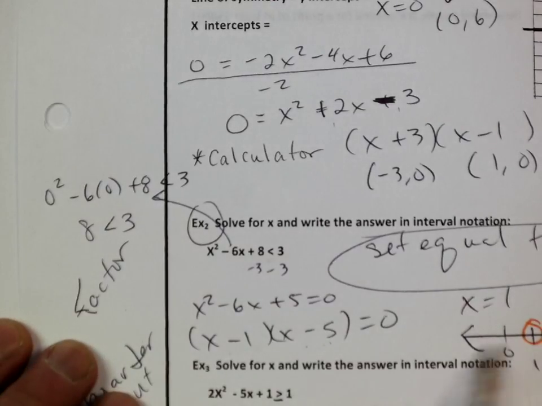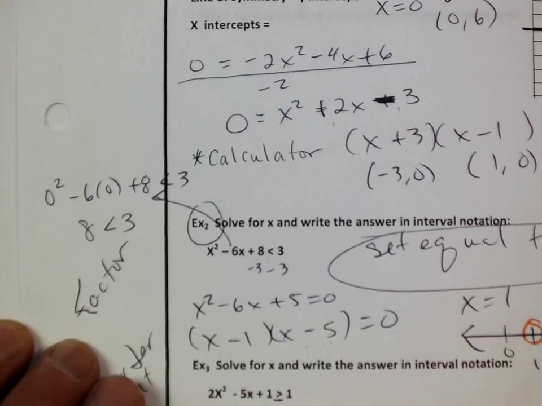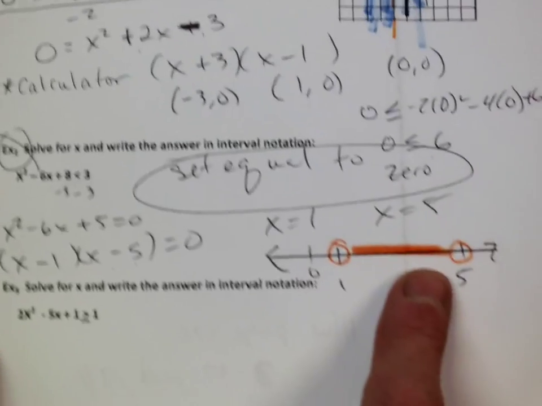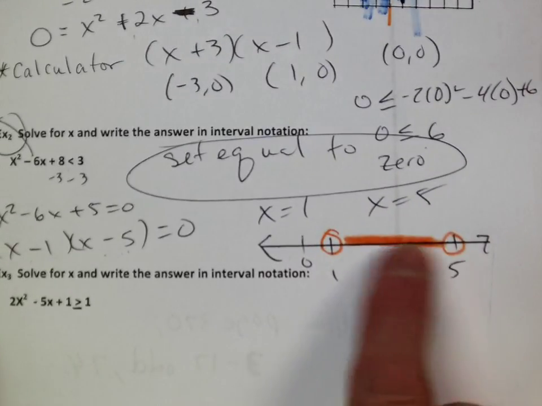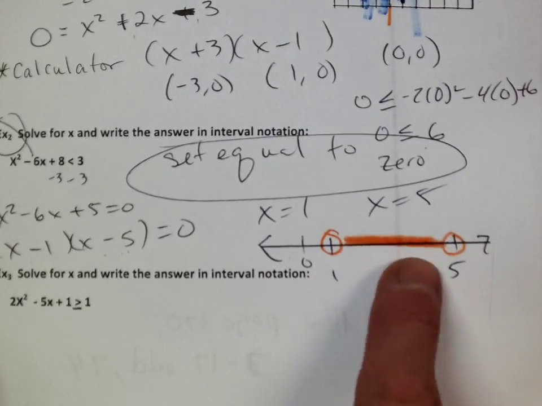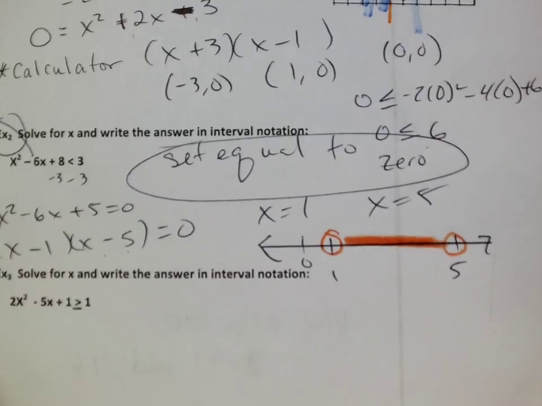So don't shade that region. Shade the next region. Shade this region. Now I can test this. Give me a number in here. We can't see it. So give me a number in here. I'm going to test this one. Give me a number in here. Okay, 3. Let's test 3.